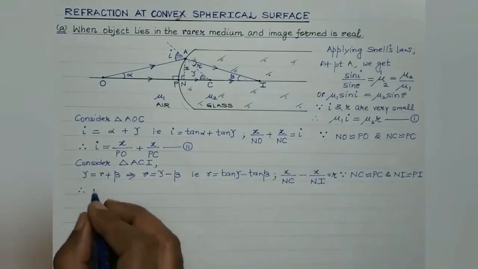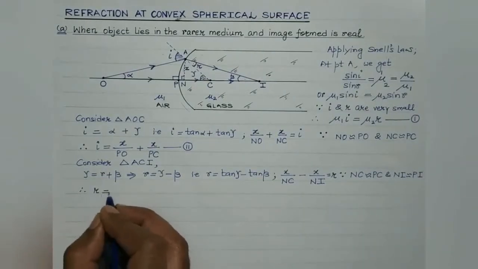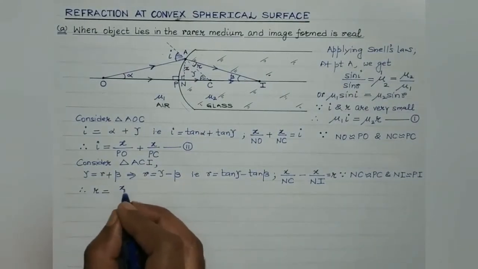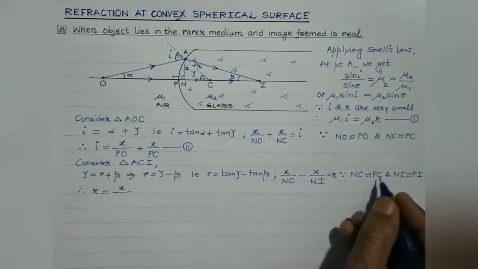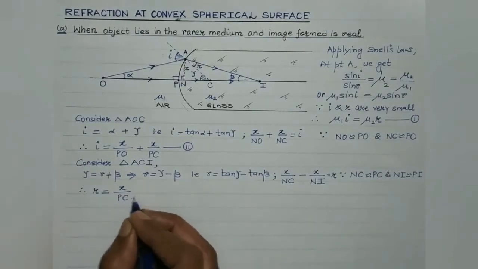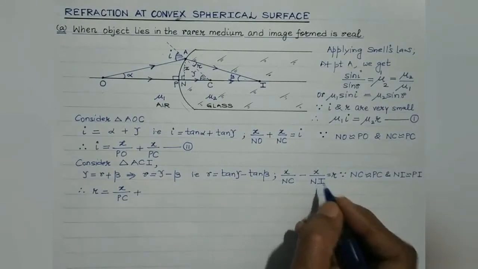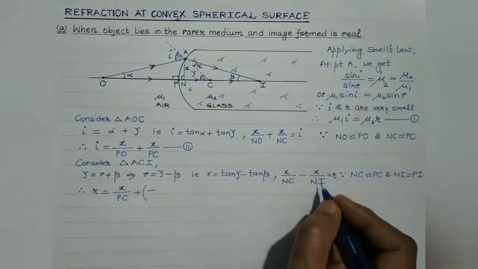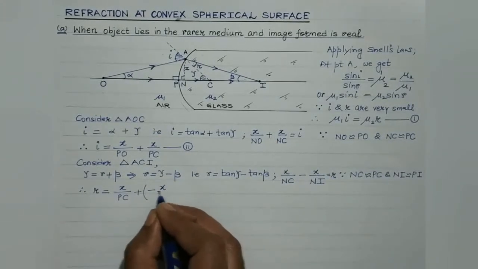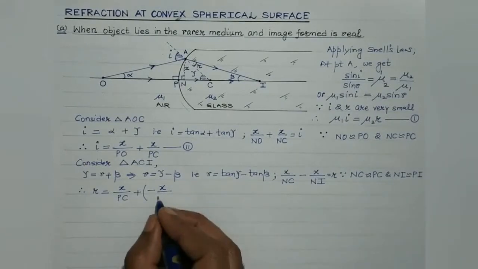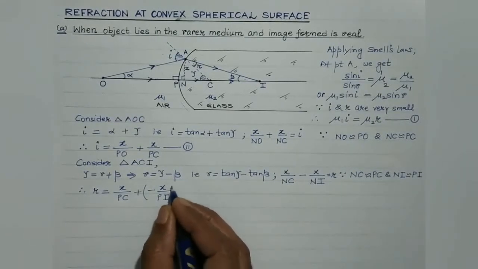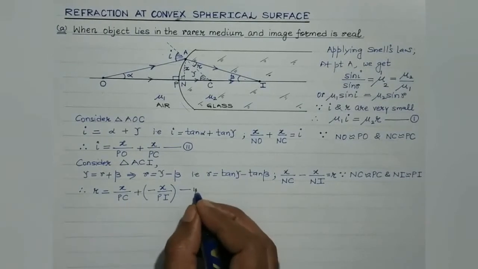Therefore, this angle of refraction is equal to x divided by, in place of NC we can write PC, minus x over Ni. So x over Ni may be written as Pi. So put this as equation number 3.